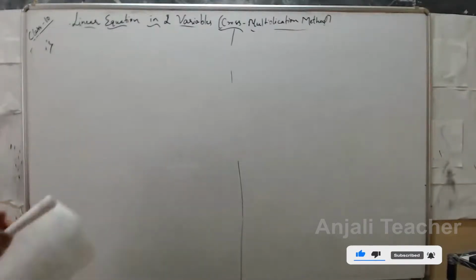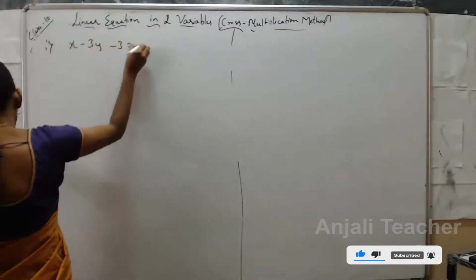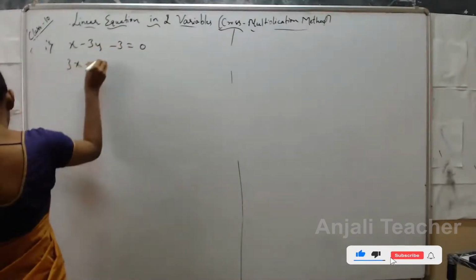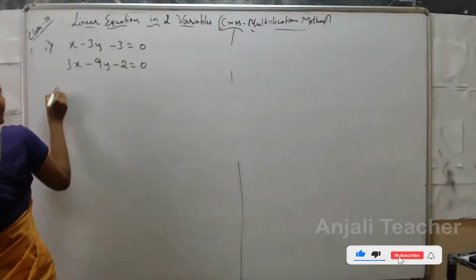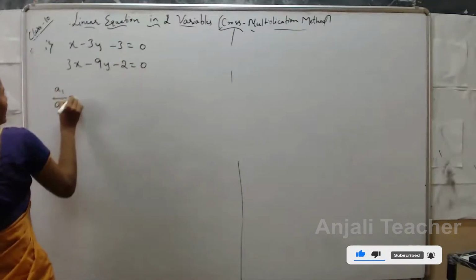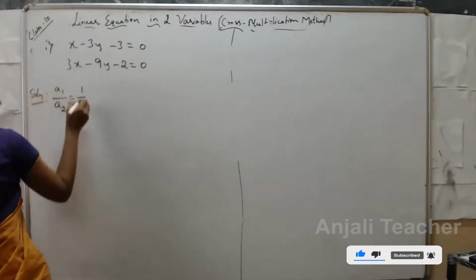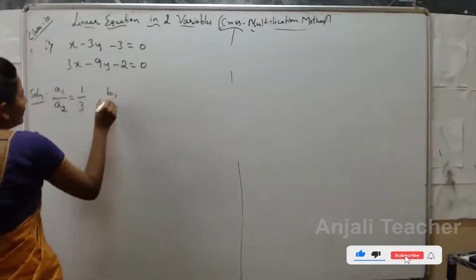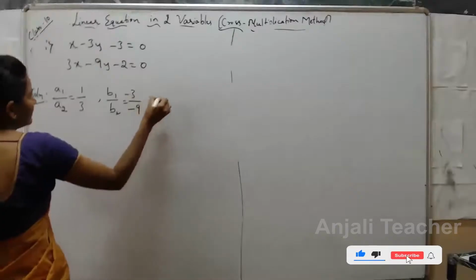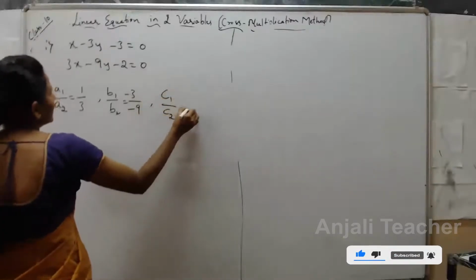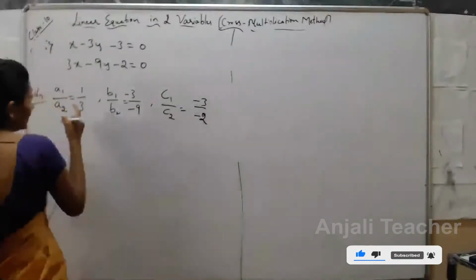x minus 3y minus 3 is equal to 0 and 3x minus 9y minus 2 is equal to 0. What we have to do here? We have to write a1 by a2. What is a1? 1. What is a2? 3. b1 by b2 is minus 3 by minus 9. c1 by c2 is minus 3 by minus 2. See here, what is the ratio?